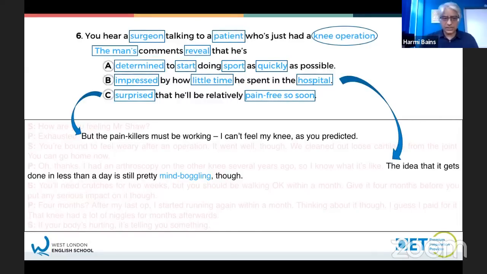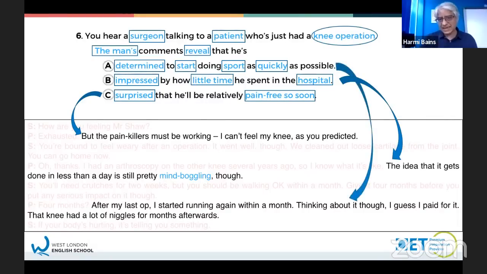And the speaker here is saying that the fact that the surgery was done in less than a day is quite hard to understand. It's actually impressive. That's really what he's saying. Option A as well. He says, after my last op, I started running again within a month. Thinking about it though, I guess I paid for it. That knee had a lot of niggles for months afterwards. So again, vocabulary, the word niggles means small problems, just minor problems with my knee.